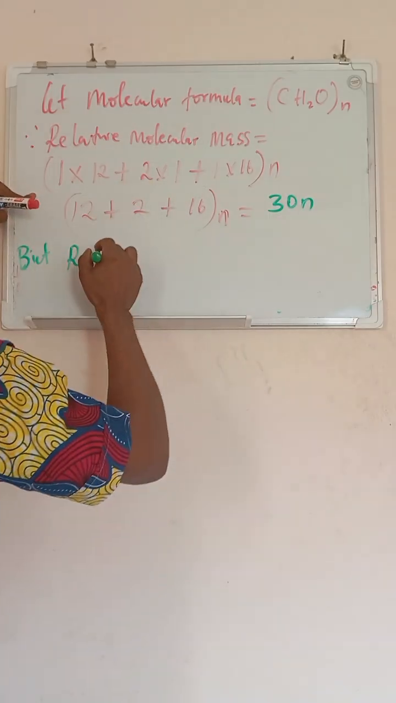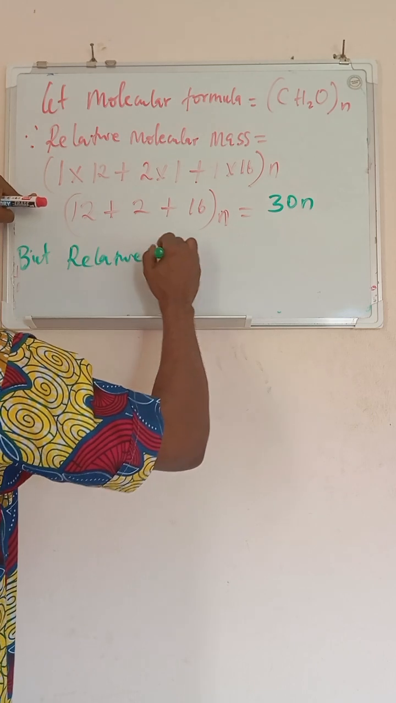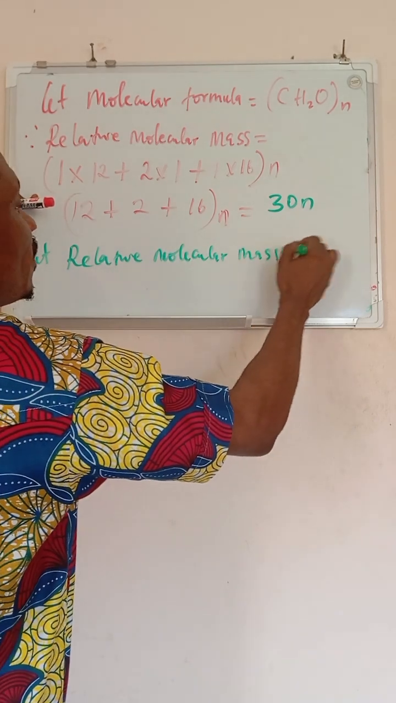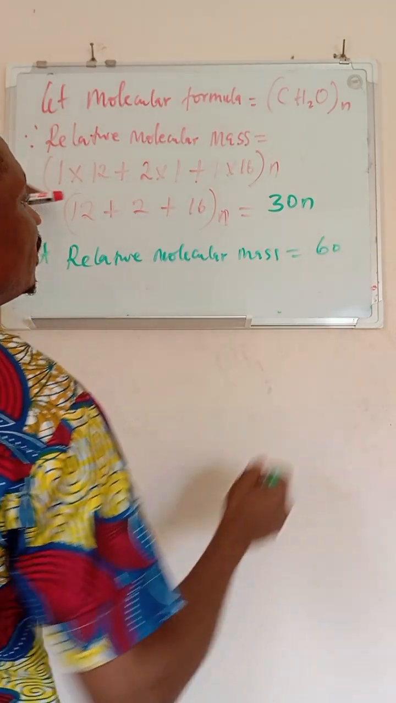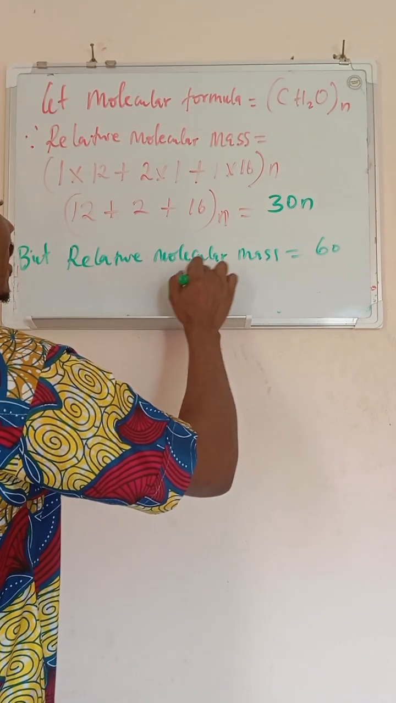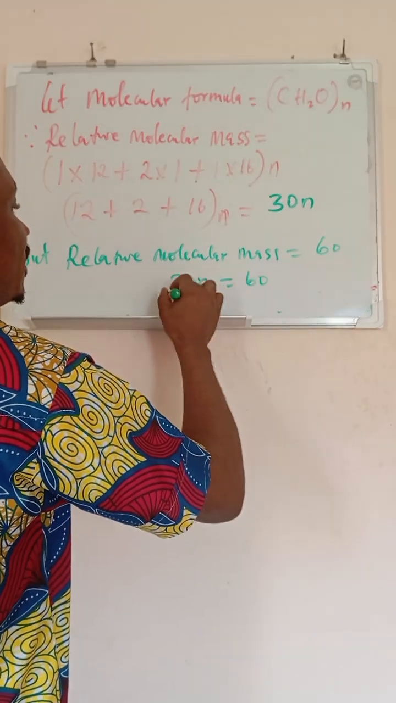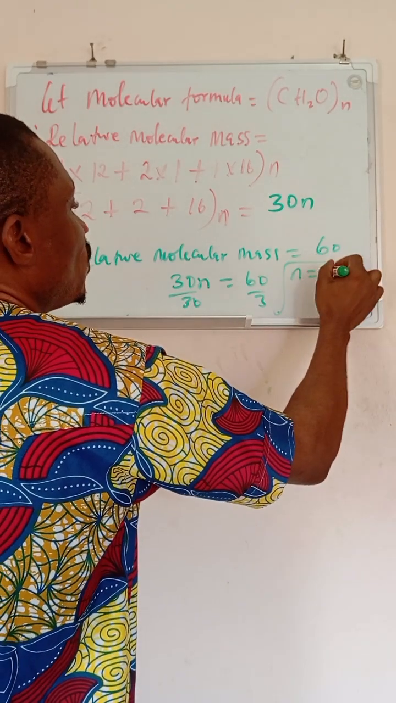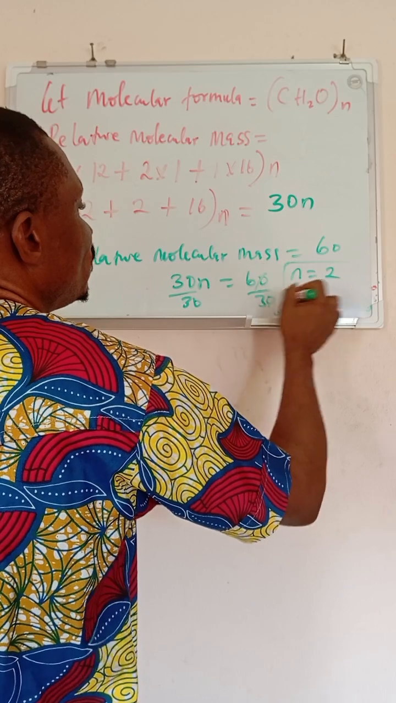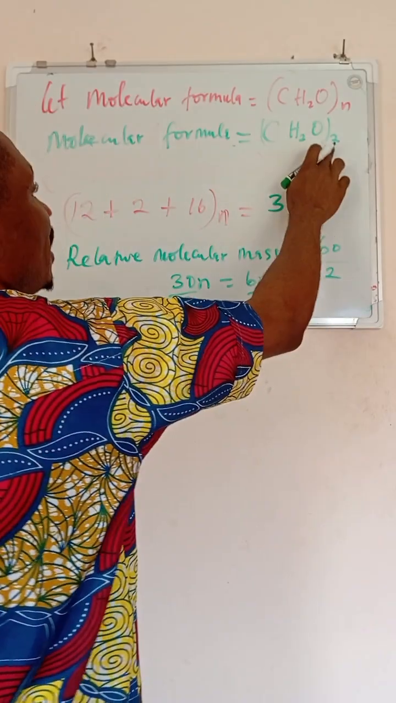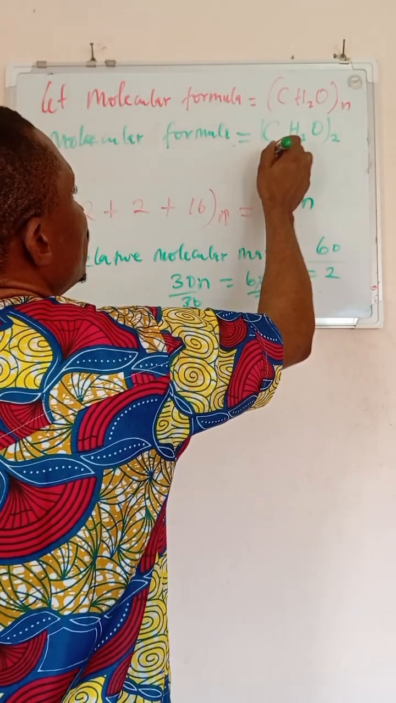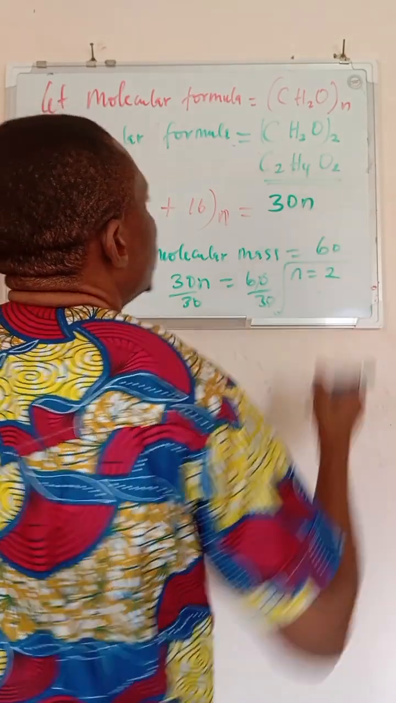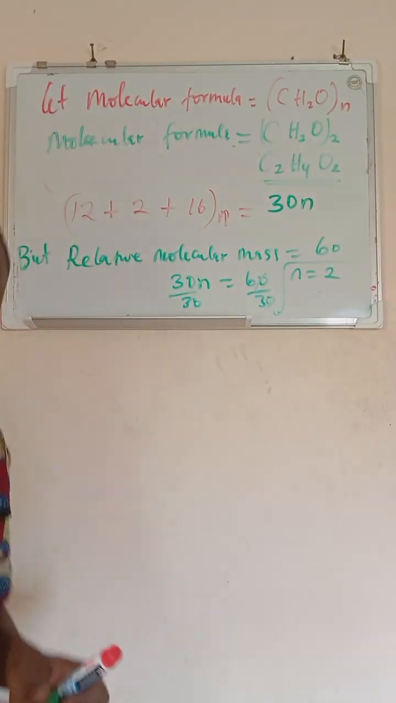But from the question, the relative molecular mass equals 60. So we say 30n equals 60. Divide both sides by 30. Therefore, our n equals 2. n is now 2. Open it. C2H4O2 becomes our molecular formula.